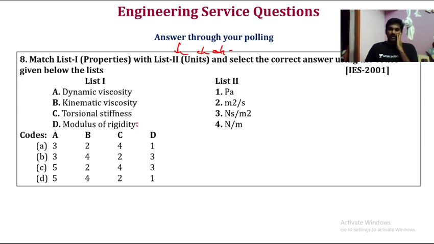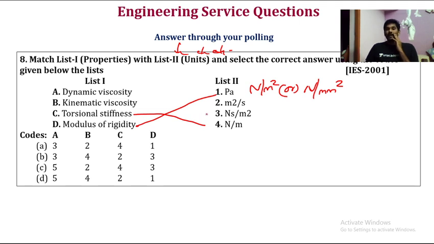Modulus of rigidity, which is given in Pascals. Pascals means Newton per meter square or Newton per mm square. Coming to the next one, stiffness. Stiffness means load by deflection, Newton per meter. And the next one is dynamic viscosity, which is Newton second per meter square. And the last one is kinematic viscosity, meter square per second. Next.